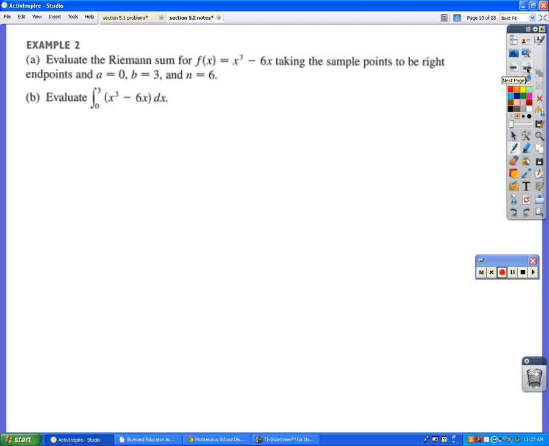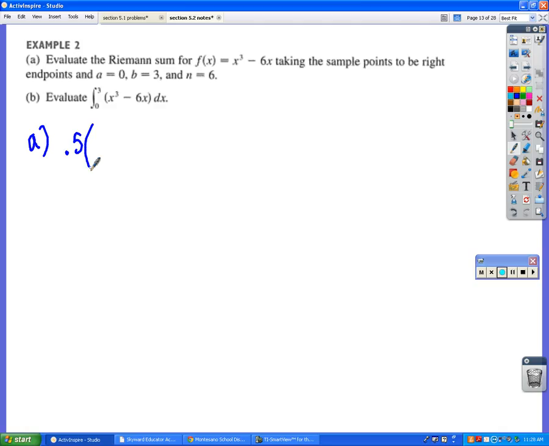We're going to evaluate the Riemann sum. Well, we've done this already, okay? All you need to recognize here, we're not going to actually do this together. It says taking the sample points to be right endpoints, and a is 0, b is 3, and the number of rectangles is 6. So what we want you to be able to pull from this is, what would the width of my rectangles all be? It's going to be 0 to 3, and I'm going to have 6 of them, so it's going to be 0.5, okay?